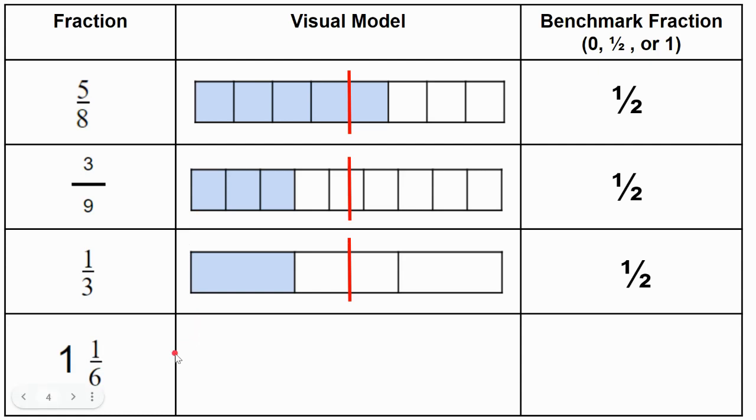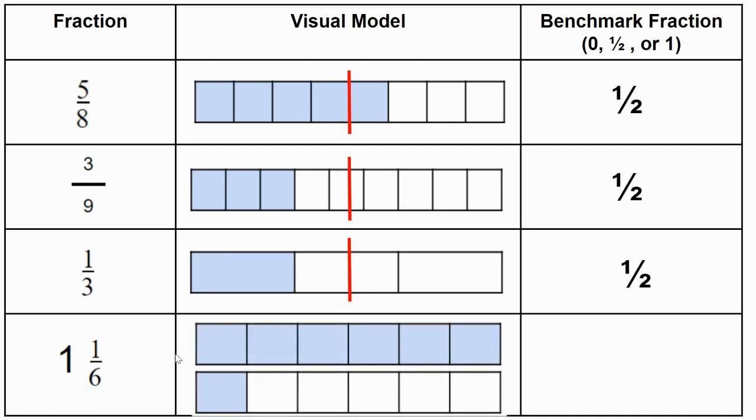Finally, we have 1 and 1/6. We're going to create a visual model that has one whole entirely shaded and 1/6 of another whole shaded. We're trying to see which benchmark fraction 1 and 1/6 is closest to. Well, half of the denominator 6 is 3, so we'll draw the halfway mark after the third part. We can see that we are just one part over one whole, but 2 parts away from 1.5. So 1 and 1/6 is closest to 1 whole.